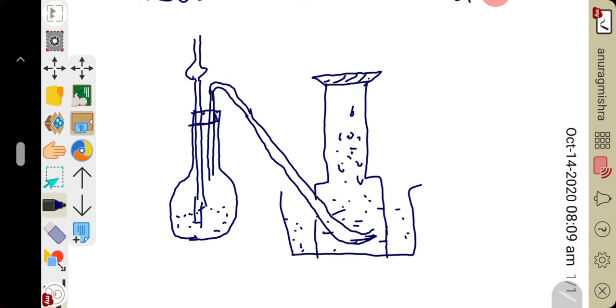Here we have kept granulated zinc in the flat bottom flask. Granulated zinc is present here. With the help of the thistle funnel, we will pour either dilute HCl or dilute sulfuric acid. Suppose you are taking dilute HCl.